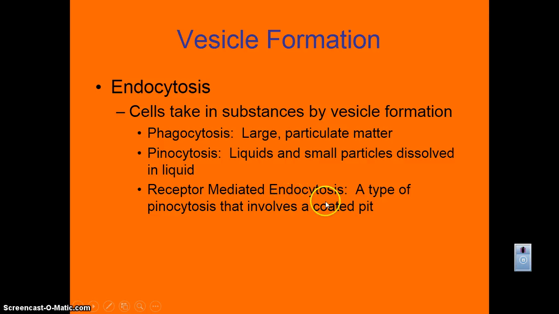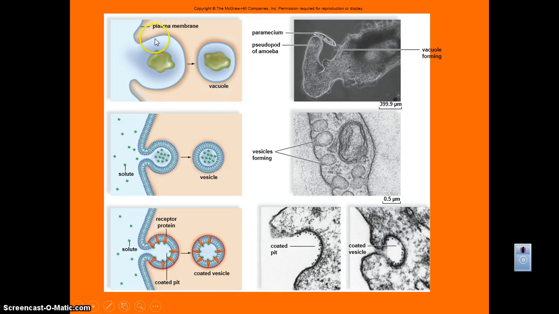Receptor-mediated endocytosis is another method, a type of pinocytosis that involves what we call a coated pit. And we see the plasma membrane, and we have a vacuole. This is a paramecium that's taking this into the paramecium, and it surrounds it. We have solute forming a vesicle here, and this is a solid particle, this is more liquid. And this is the coated pit, and this is actually specific. You notice it has specific amounts of solute that it is picking up and taking inside of the cell. So phagocytosis, pinocytosis, and receptor-mediated endocytosis using a coated pit.